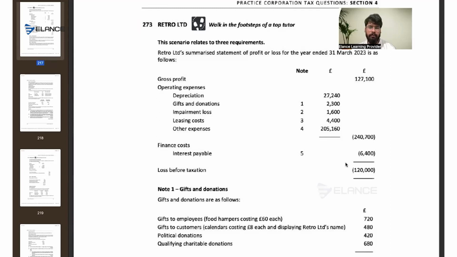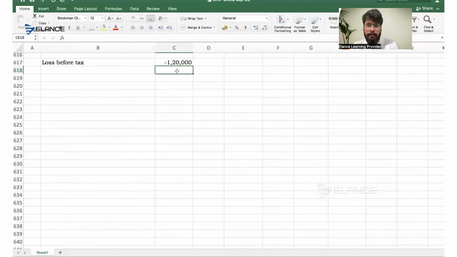So what should we do about this depreciation? Depreciation, add back. Okay, we should add it back, right? So we should add back 27,240 depreciation.